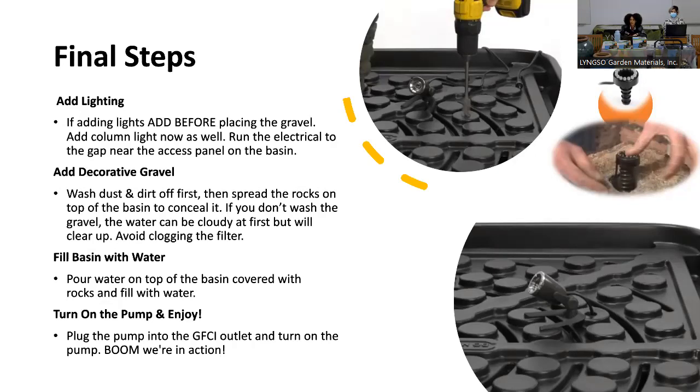So once you've done that, then you can get ready to add your gravel. Most people would want to wash and dust off the gravel first so that your water isn't murky when you first start the fountain. So after you've added all your gravel and rocks or anything else that you would want to cover the basin or around the fountain, you can fill the basin with water. You just fill by pouring over the top of the gravel, and you'll turn on the pump and boom, you're in action.